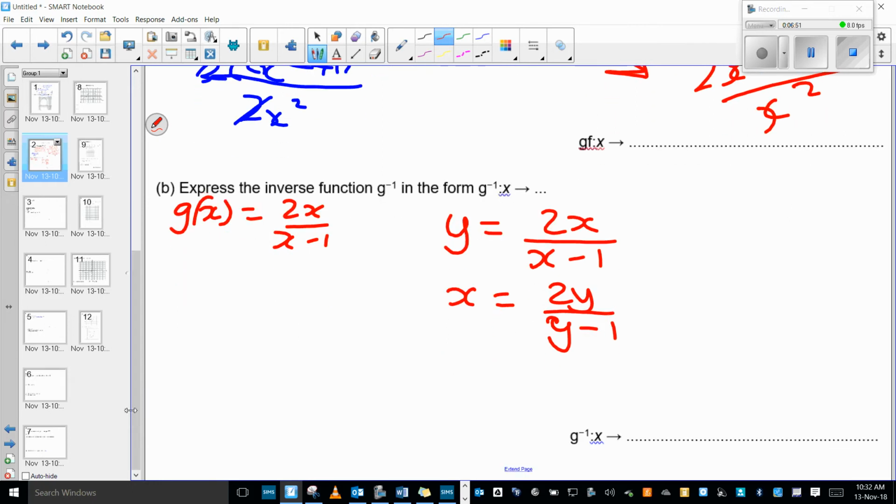All right, what do we do now? We need to make y the subject. I've got y in two different positions here, so it's your rearranging skills that come into play. I'm going to remove my denominator, so I'm going to multiply both sides by y minus 1. So I'm going to have x bracket y minus 1 equals 2y. Apologies for going back over here. I'm now going to expand my brackets.